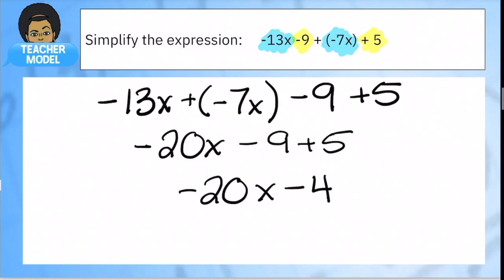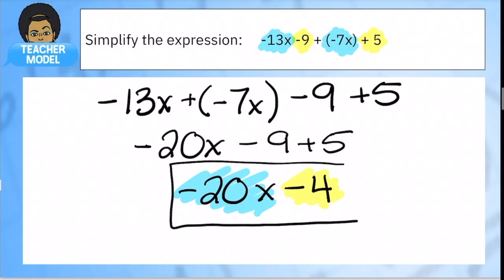And I can't do anything else because my two terms are not the same, so I can't add this one to this one. So it is in simplest form. This is my simplified expression. So hit pause so you can jot this one down.